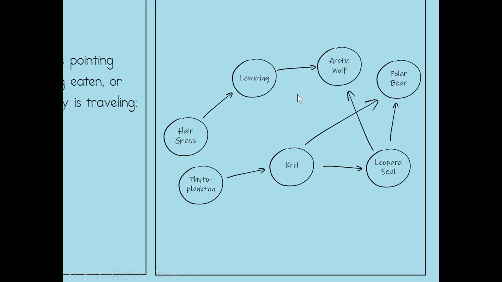Now, you can see that there are multiple food chains in the same food web, due to the flow of energy. We have a food chain from our original one, the phytoplankton to the krill to the leopard seal, and then to the polar bear. But we also have a food chain of phytoplankton to krill directly to polar bear, because the polar bear would also be eating krill as well as the leopard seal. So, as you can see, in a food web there are multiple food chains showing the flow of energy.